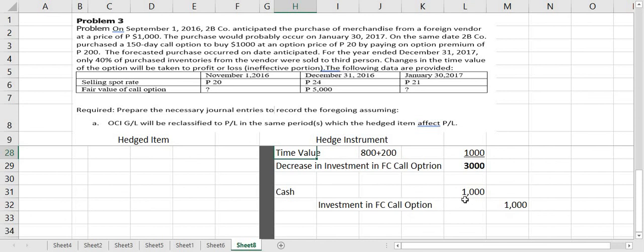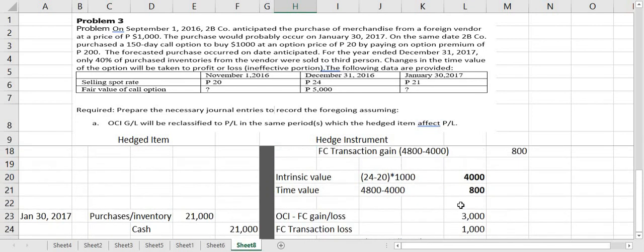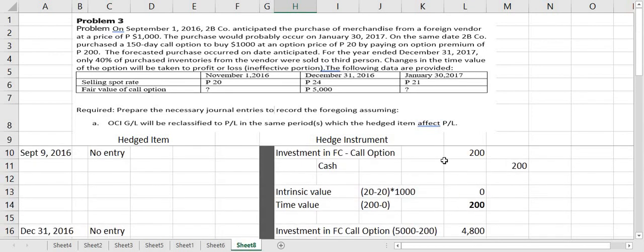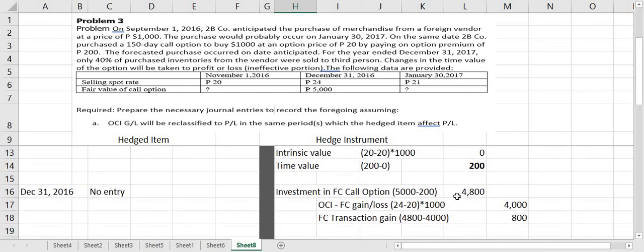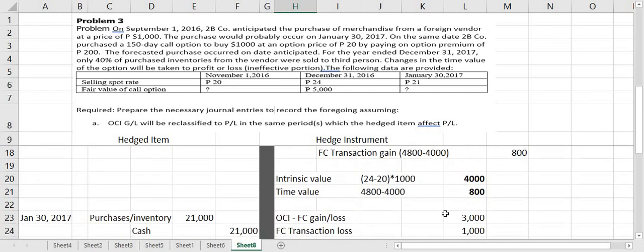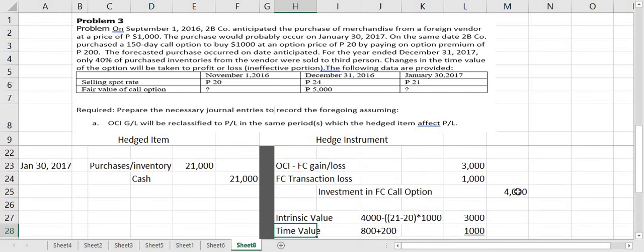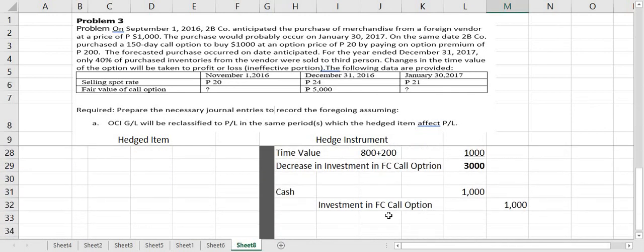And, syempre, sa ating to recognize the balance of the investment. So recognize natin siya, the balance is 1,000. 1,000 yung balance ng ating investment in FC call option. That's of course 200 debit plus 4,800, that's 5,000. Less the 4,000 decrease, kaya meron kang balance na 1,000. So, recognize, you debit cash, you credit investment in FC call option for 1,000.